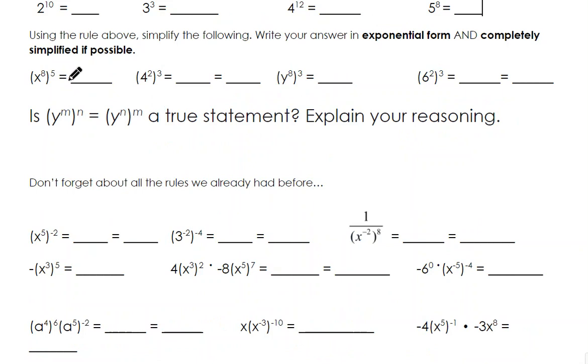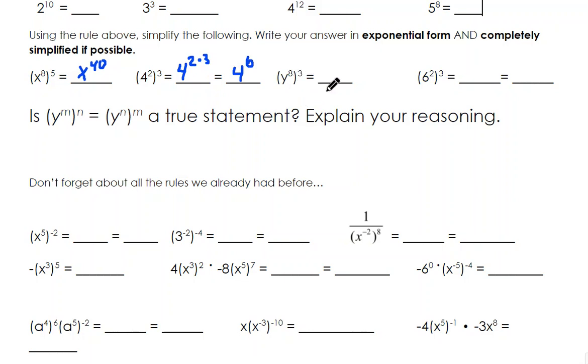All right, so let's do some of the variables then, right? If I have x to the 8th power that's raised to the 5th power, I do 8 times 5. 8 times 5 is 40, so that'd be x to the 40th power. So now that I know that rule, it makes it a lot easier, and I don't have to write 40 x's, right? All right, so 4 to the 2nd power raised to the 3rd power. Well, that would be 4, and then 2 times 3 is 6, so that'd be 4 to the 6th power.